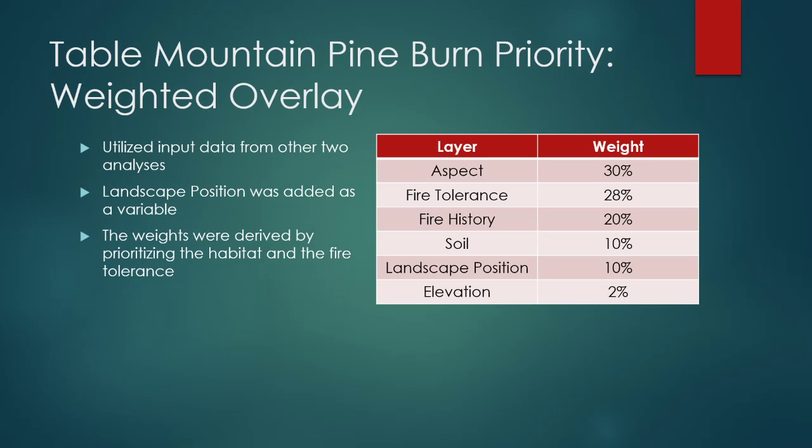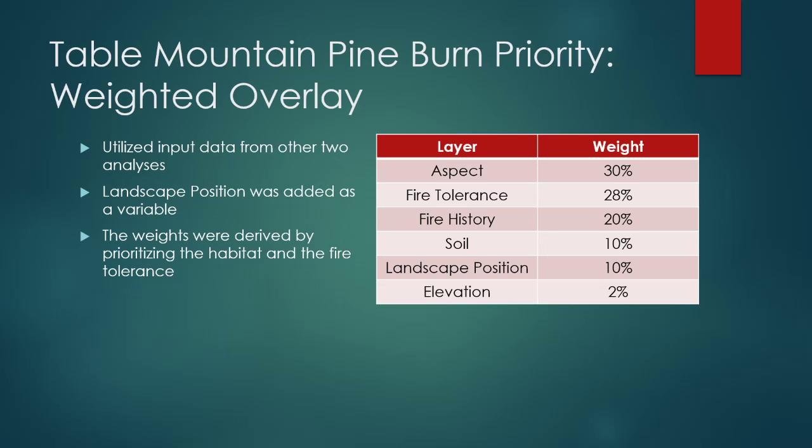Unlike the two previous analyses, a landscape position layer was included in this analysis. It was derived by using a tool from the University of California, Davis called the LMU Toolbox, which classifies landscapes into 6 different slope categories. It was used in this analysis as a way to give some priority to ridgetop areas.